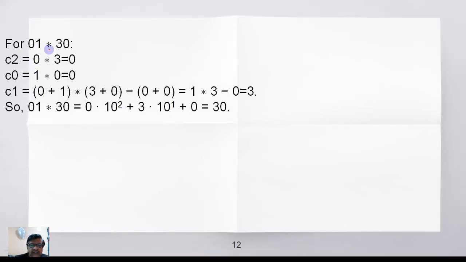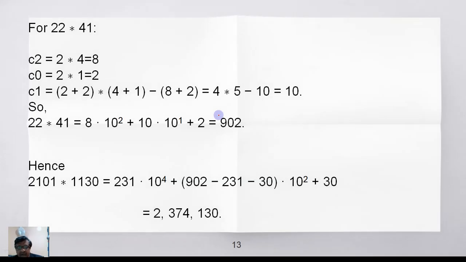C2 is the multiplication of the first digits, 0 and 3, which gives us 0. C0 is 1 into 0, that will also give 0. Therefore C1 is 0 plus 1, 3 plus 0, minus 0 plus 0. It will give us 3. Therefore 01 into 30 equals C2 into 10 square plus C1 into 10 to the power of 1 plus C0 into 10 to the power of 0.